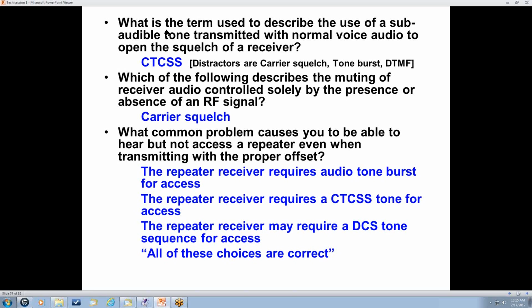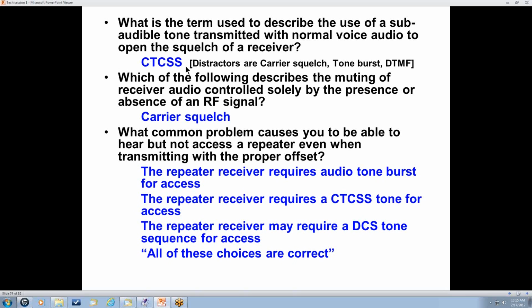So the tone, right here in the question, tone, there's your T right there for tone, and there is subaudible right there, and here's the S for subaudible. Okay? So that's the key to that question if you should happen to get it on your test.